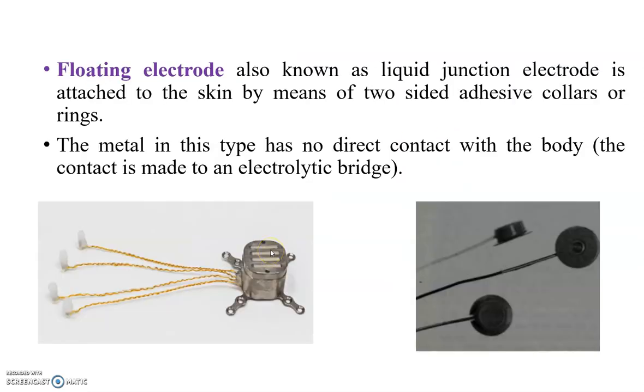So next one is the floating electrode. It is also known as the liquid junction electrode. It is attached to the skin by means of two-sided adhesive collars or rings. The metal in this type has no direct contact with the body. That is, the contact is made through an electrolytic bridge. This is a 3D view of floating electrodes.